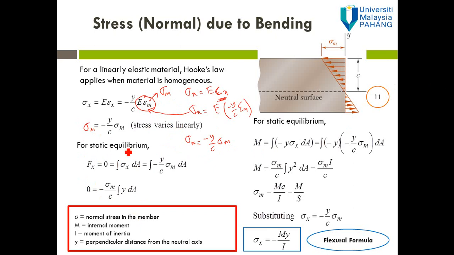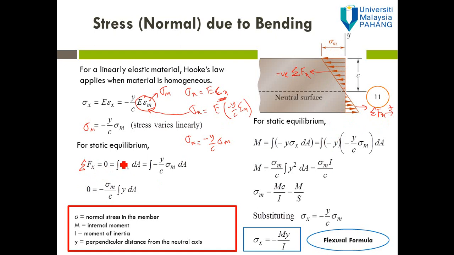And then for static equilibrium, we can see from this figure the total axial force is equal to 0. That is the force in negative x direction, and then this is the force in positive x direction. So the total must be equal to 0 for static equilibrium. So we can write that the summation of Fx must be equal to 0.